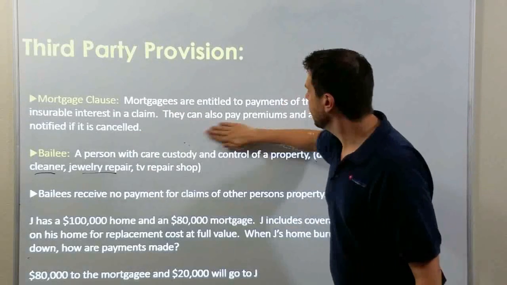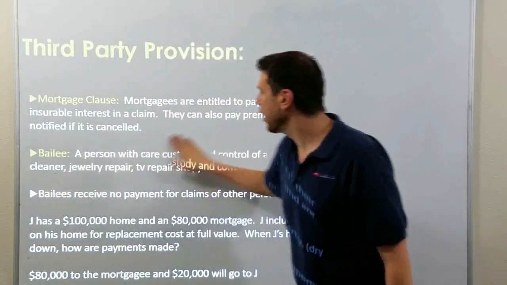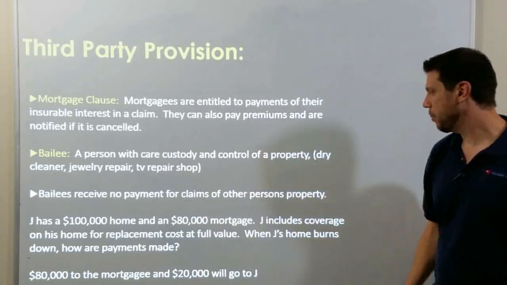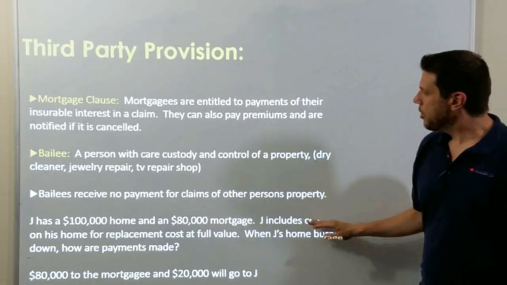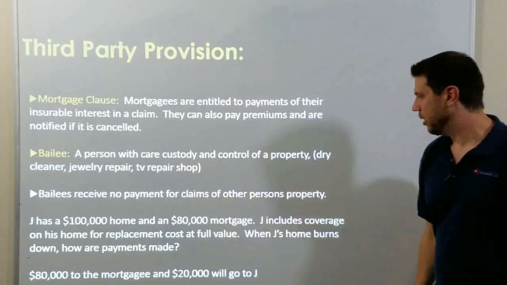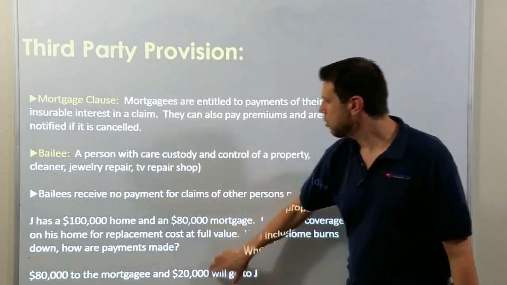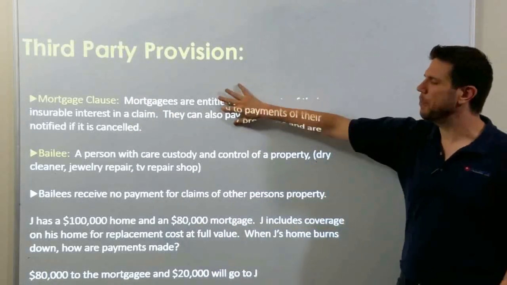Now let's just look at this mortgage scenario down here real quick. Jay has a $100,000 home and an $80,000 mortgage. You insure your house for $100,000 replacement cost. When your house burns down, how is it paid out? 80 to the mortgage, 20 to you. Mortgage companies get paid first.